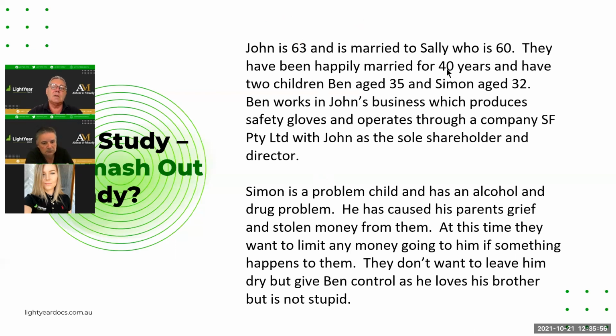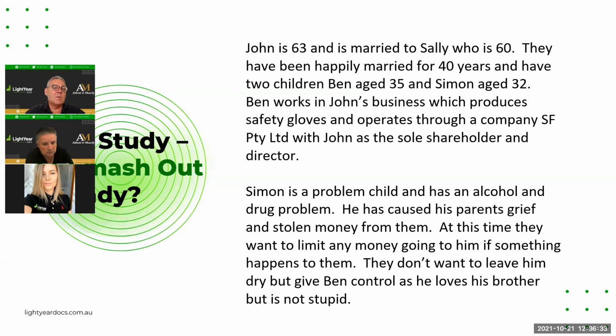From that, we've got Ben works in John's business, which produces safety gloves and operates through a company, SF Proprietary Limited, with John as the sole shareholder and director. So the first thing you're going to do there is obviously put in a successor director resolution. Given the fact that Ben works in John's business, effectively Ben is probably an existing director there. Change it to a leading member company and have Ben there as the leading member shareholder.